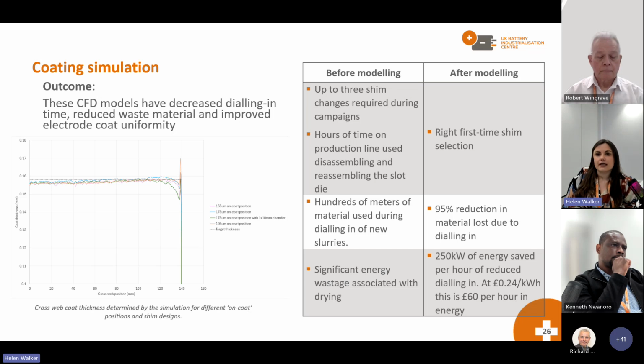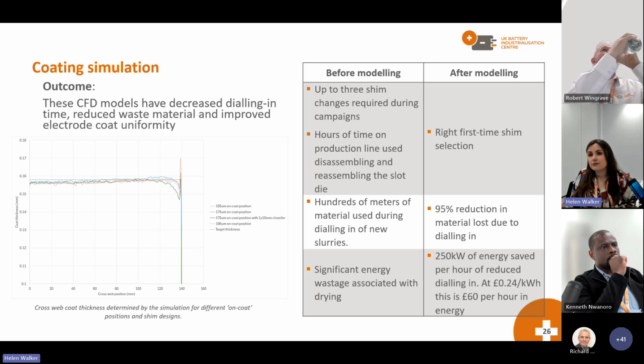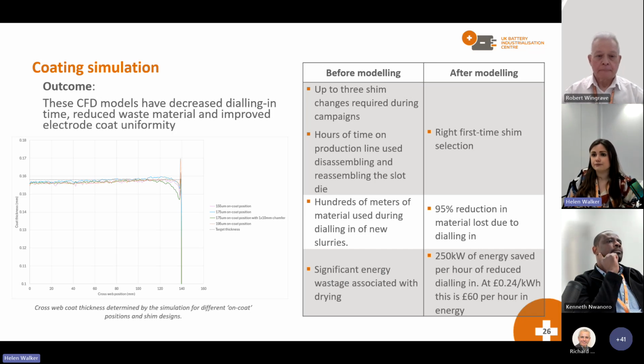Before we had this CFD tool, we could change our shim in the slot die up to 3 times during our campaign. And this can be really time consuming. Our slot dies at UKBIC are huge. You have to crane them off, clean them, change the internal shim, crane them back on. It's hours and hours during a campaign. We're at the point now where we can choose the slot die design right first time, so it saves a lot of time and energy on the line.